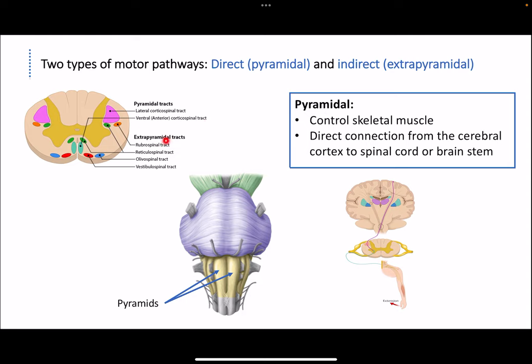You then have these extrapyramidal tracts that contain rubrospinal, reticulospinal, vestibulospinal, and tectospinal. These are all indirect or extrapyramidal. We do not voluntarily control those, and we'll get to those.